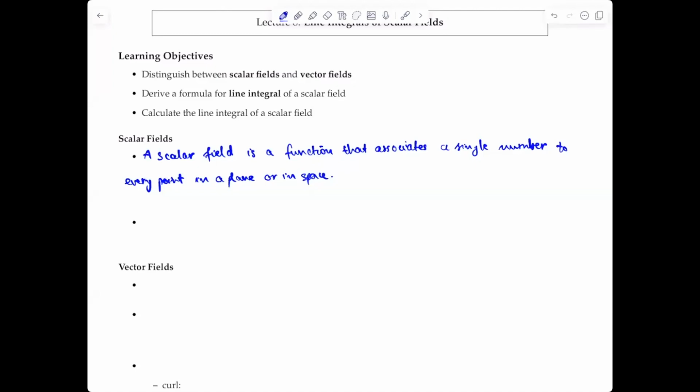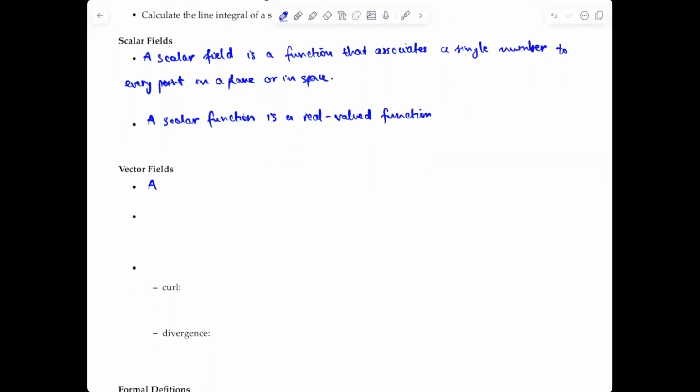So I give you the example of the temperature in a room. It may have a different number at every location in the room. So a scalar function is a real value function. Okay, so that's kind of the intuitive idea of a scalar field.